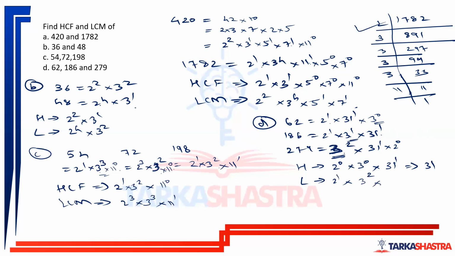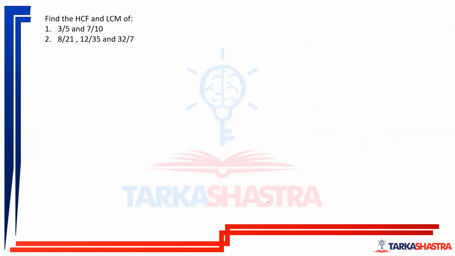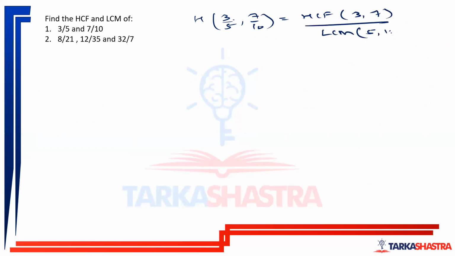The highest power is 31 raised to 1. This is how you can calculate the LCM of 62, 186 and 279. Now find the HCF and LCM of 3/5, 7/10. HCF of 3/5 and 7/10 is going to be HCF of the numerators 3 and 7 upon LCM of denominators 5 and 10.